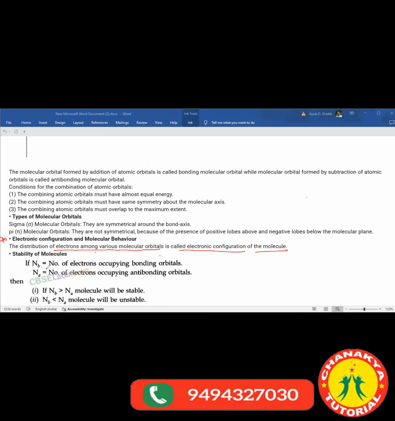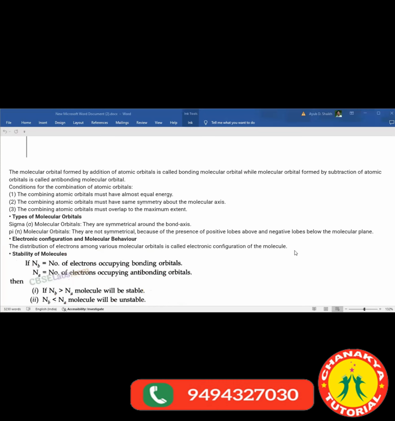Consider NB and NA. What do we mean by NB? Number of electrons occupying bonding orbitals. NA is the number of electrons occupying anti-bonding orbitals. Keep this in your mind: if NB is greater than NA, the molecule will be stable. If NB is less than NA, the molecule will be unstable, or maybe in an excited state. If the bonding molecular orbitals have more electrons than the anti-bonding molecular orbitals, the molecule will be stable. If they have fewer electrons, it will be unstable. These are the basic concepts you should be aware of.